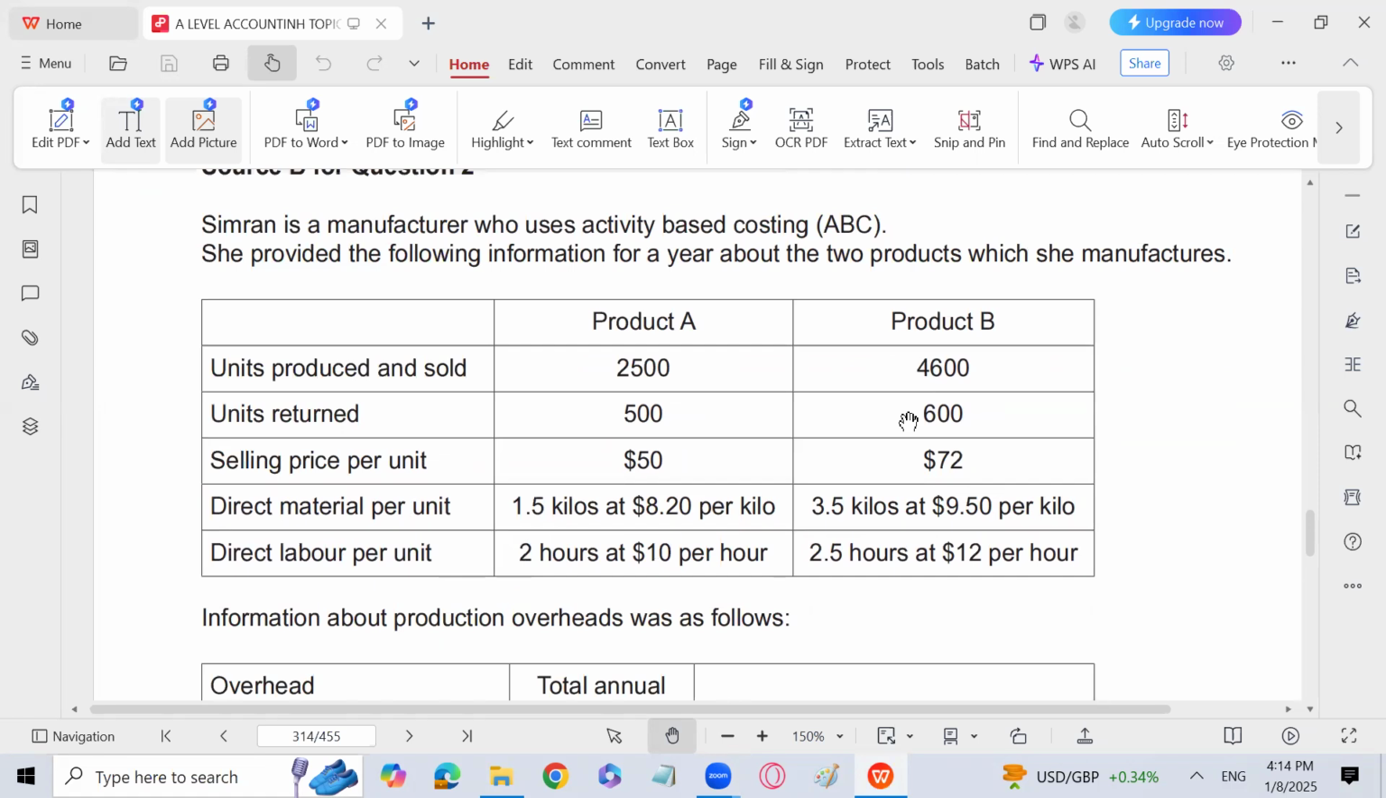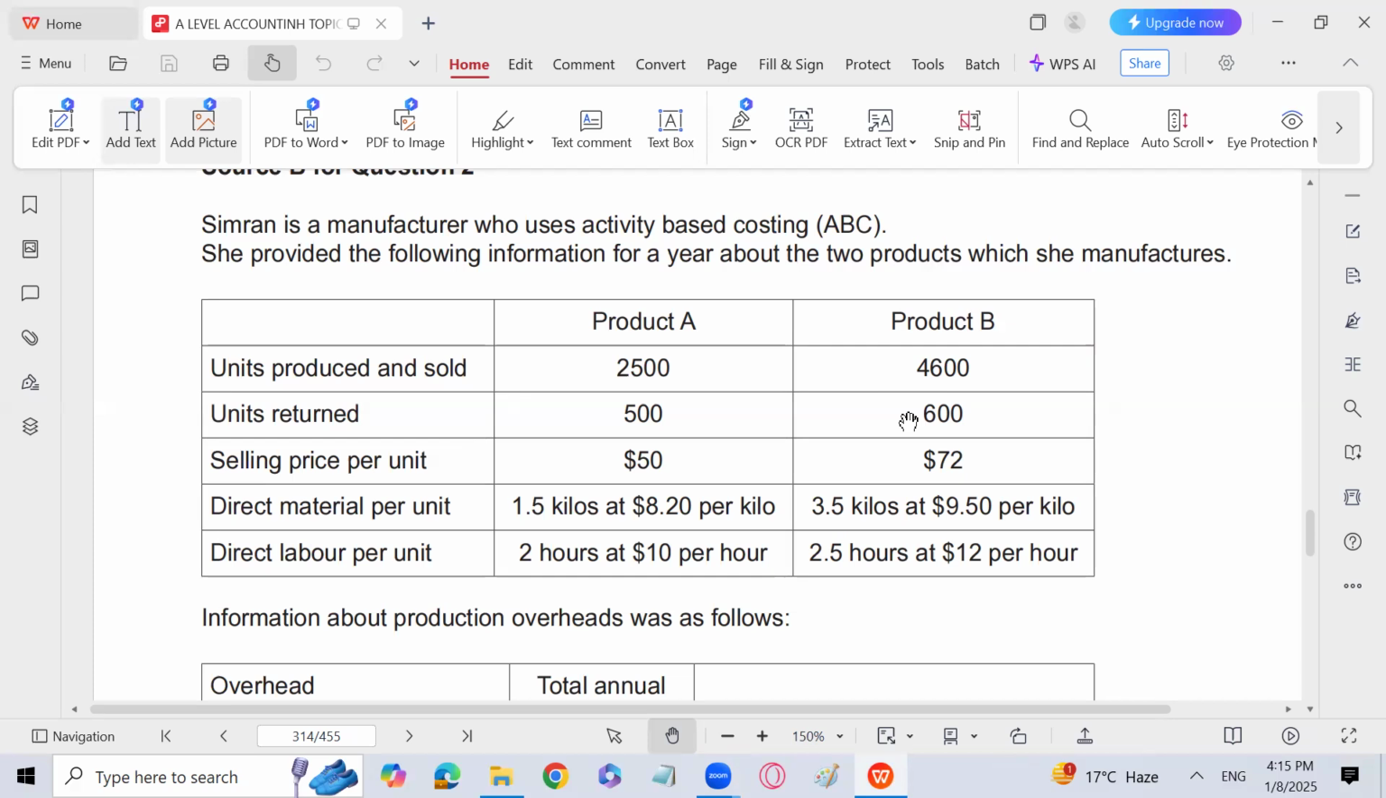So Simran is a manufacturer who uses activity-based costing. He provided the following information for a year about the two products which he manufactures. Product A, 2,500 units we are selling. Product B, 4,600 units we are selling. Units returned, 500 and 600. So we have returned the units also. It means how many units have been sold? 2,000 and 4,000, obviously, right?